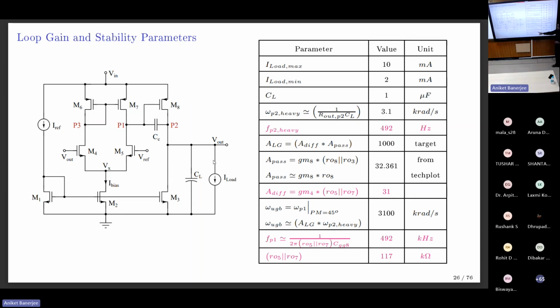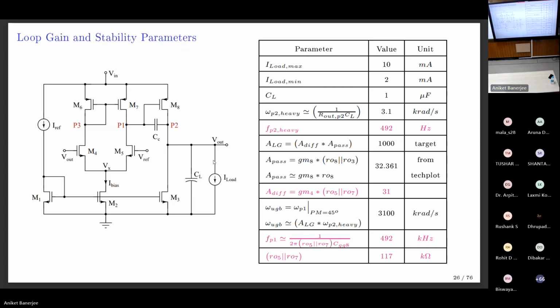CGG8 I also get from the Technology-LUT. So 1 by 2 pi CGG8 I know. I want to find out what this output impedance is. The output impedance from this expression is 170. This is just finding omega P1 and omega P2. From all these worst cases, I'm tying back to the output impedance needed for that design.